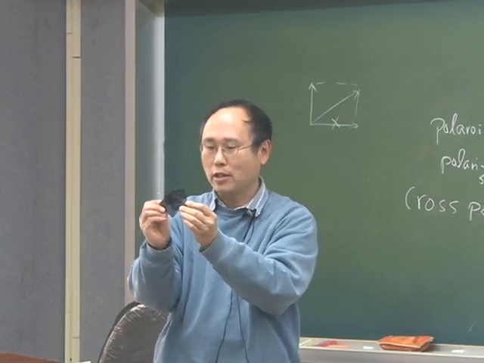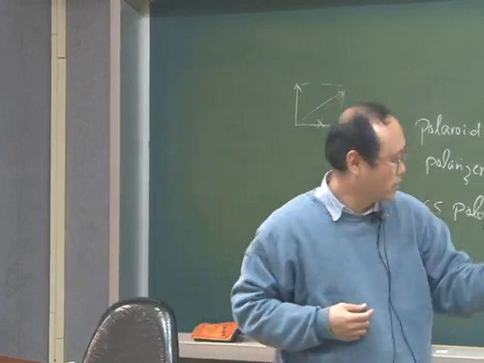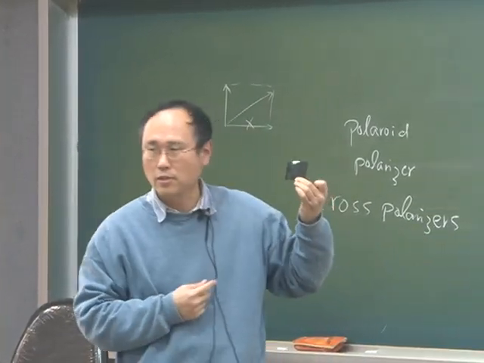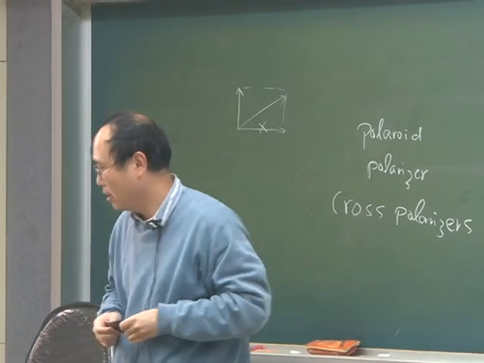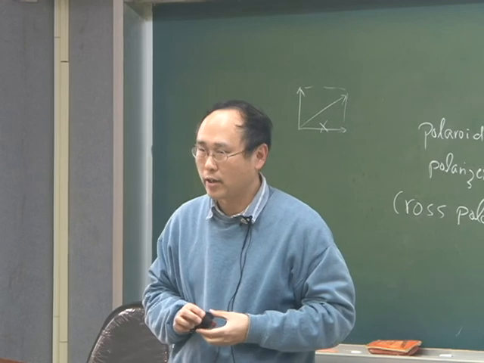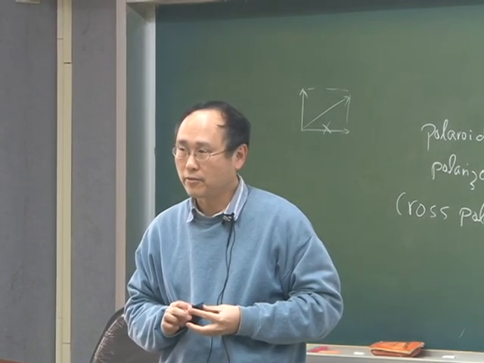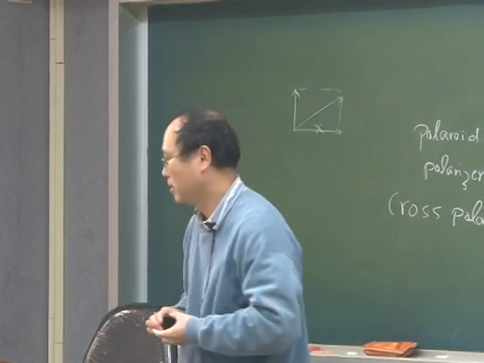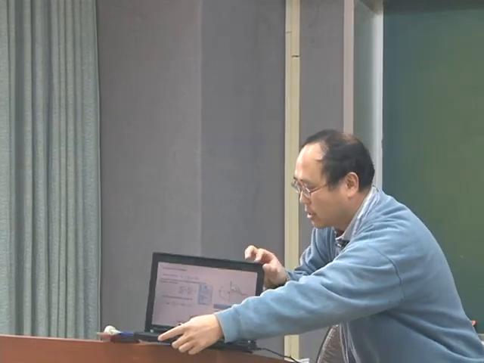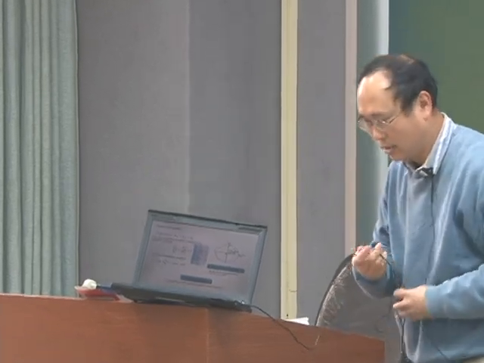But if I rotate 90 degrees, you can still see me, right? You can still see through this polarizer. By controlling the transmission of the light, you can have some applications. For example, this screen, in fact, has a polarizer on it.